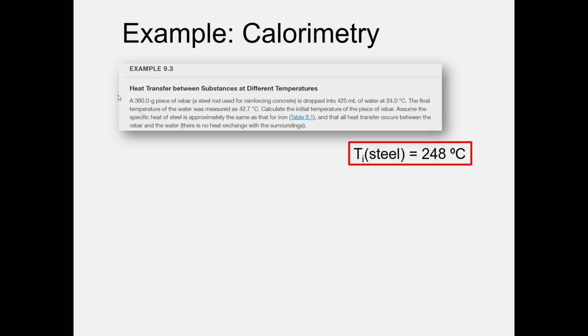We're going to practice this again. We're going to come back for another calorimetry example in a few minutes, and I'll see you there.